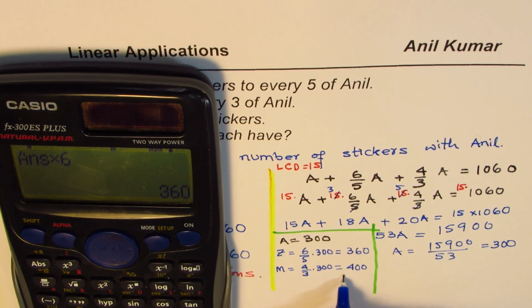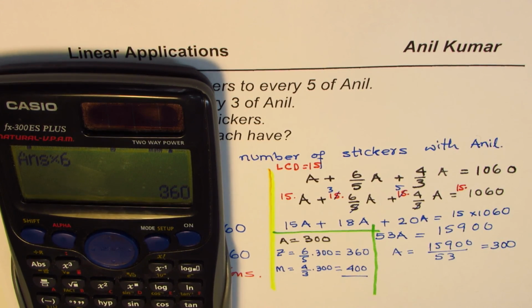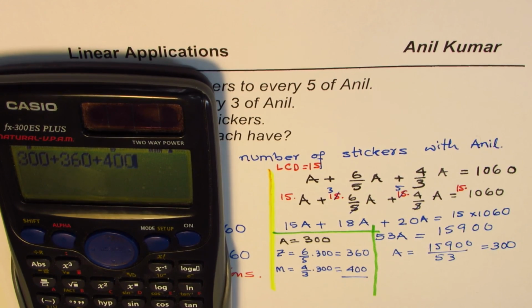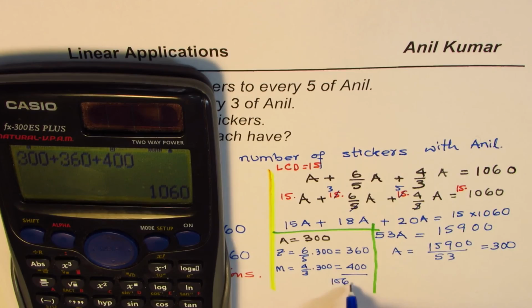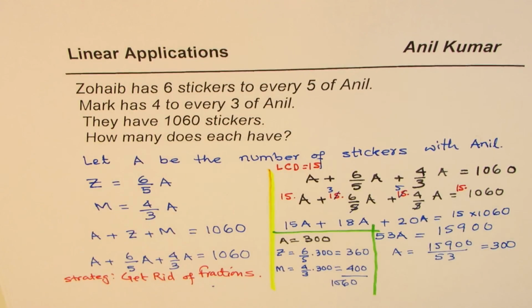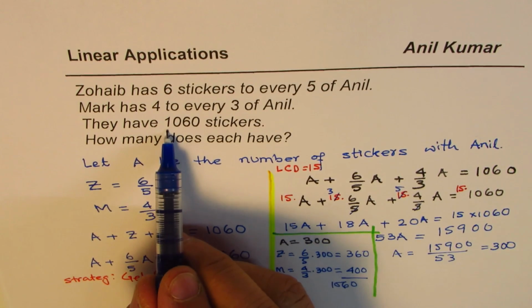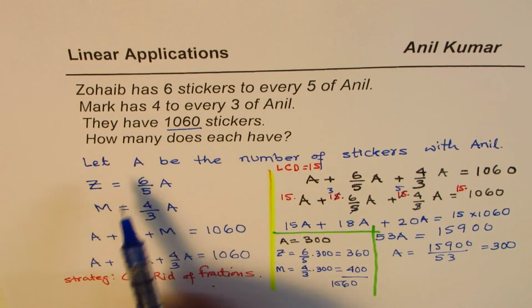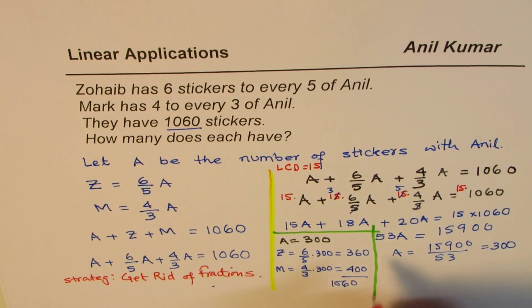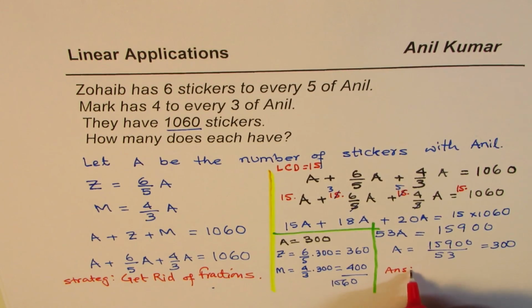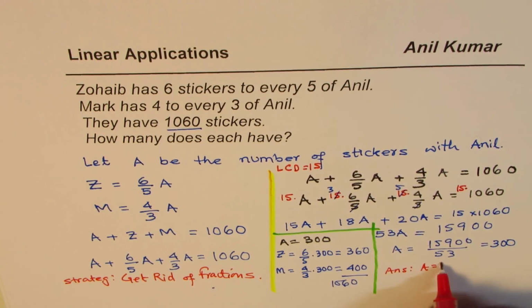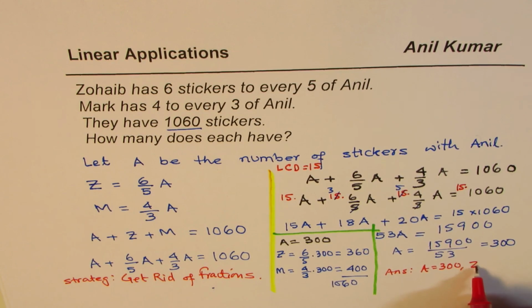Now it's also a good idea to add them up and check. So let's do 300 plus 360 plus 400 is how much? That makes sense, right? So we have also checked that we have just the correct answer. Total is 1060 stickers, and we can write down the answer as: the number of stickers are Anil with 300, Zohaib has 360, and Mark has 400 stickers, right?